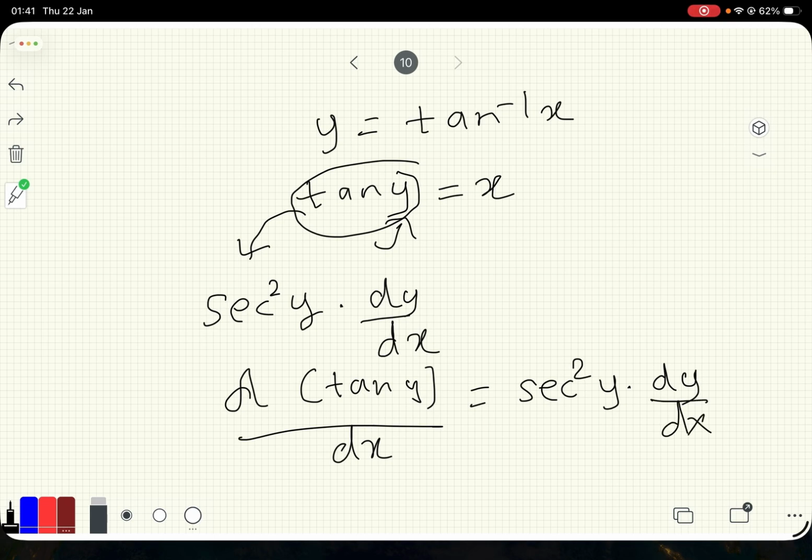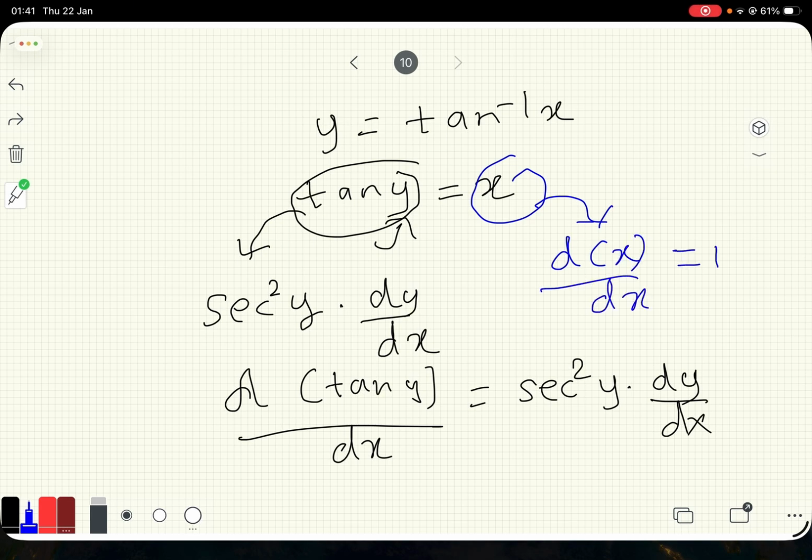Now the right side, you differentiate x. The derivative of x with respect to x is 1. So now I can write sec squared y dy over dx is equal to 1. The next simple step is to solve for dy over dx.